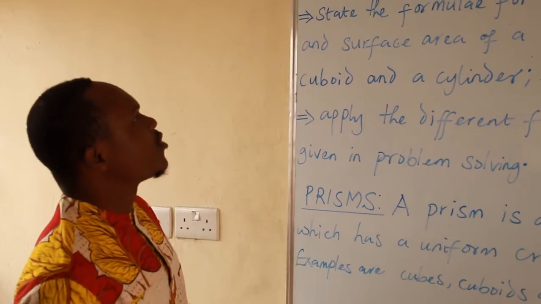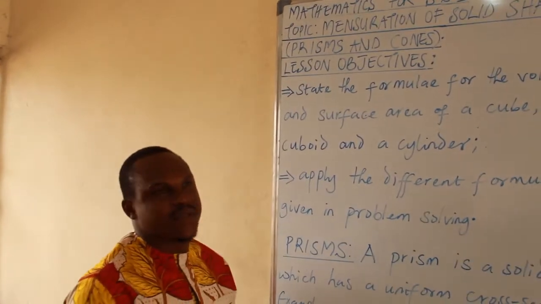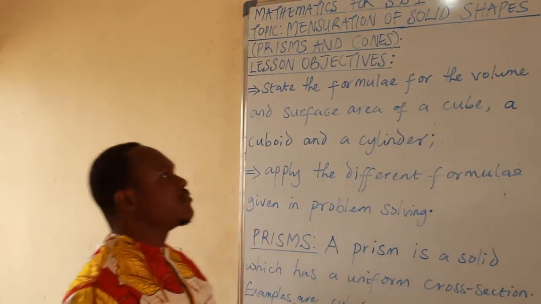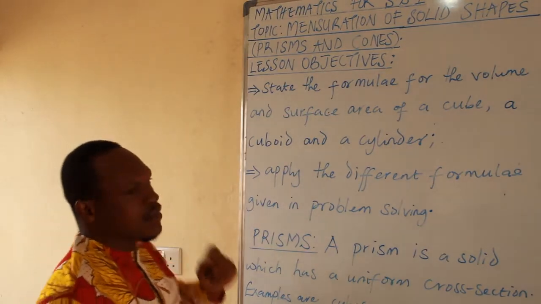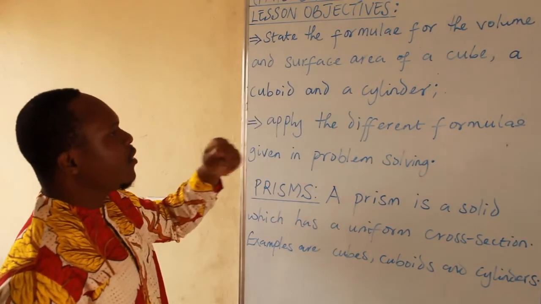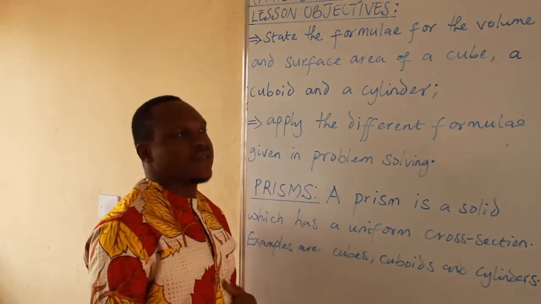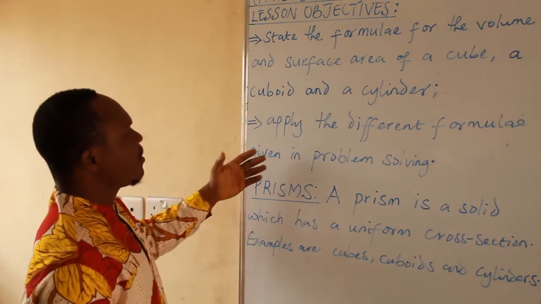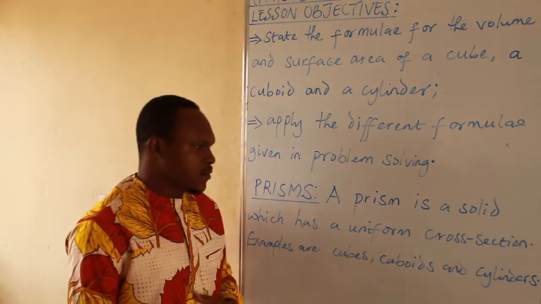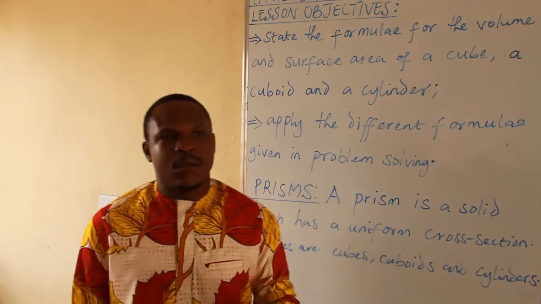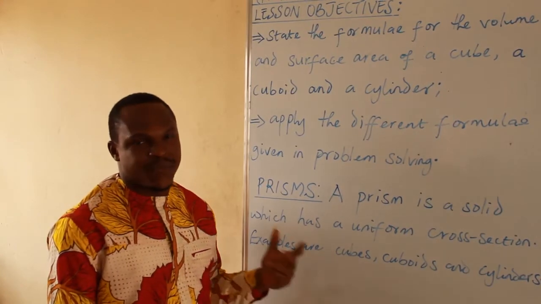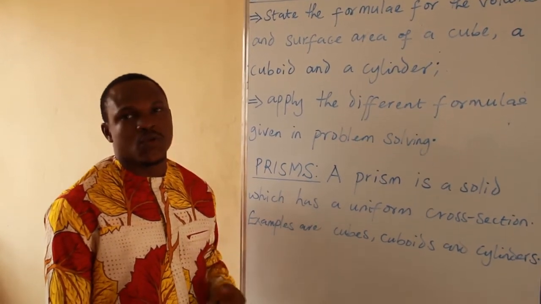Today, we'll be talking about the topic mensuration of solid shapes: prisms and cones. For this lesson, by the end, you should be able to state the formulae for the volume and surface area of a cube, a cuboid, and a cylinder. Also, you should be able to apply the different formulae stated above in problem solving. This will be our first video on this topic, and we'll be dealing with prisms alone. In our next video, we'll go on to cones.